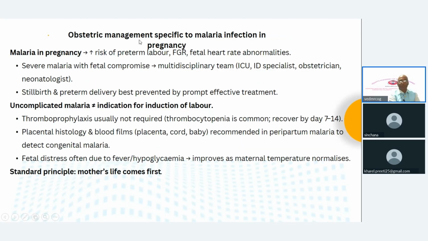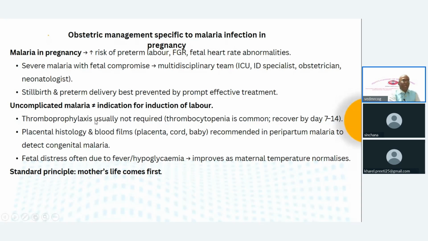Then obstetric management specific to malaria infection in pregnancy. Malaria in pregnancy, what obstetric complications can it lead to? It can lead to preterm labor, FGR, and fetal heart rate abnormalities. So severe malaria with fetal compromise, you need to have a multidisciplinary team. Stillbirth and preterm delivery are best prevented by prompt and effective management. And uncomplicated malaria is not an indication for induction of labor.